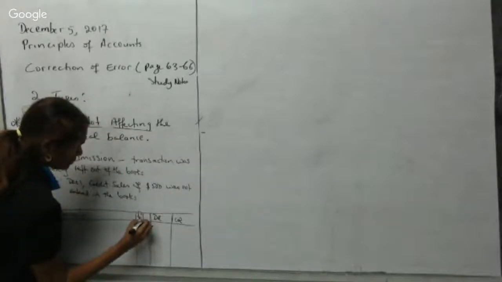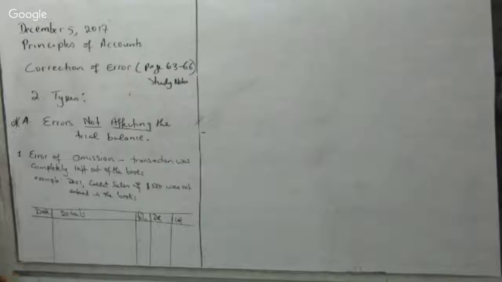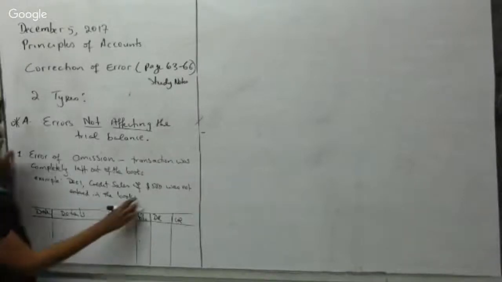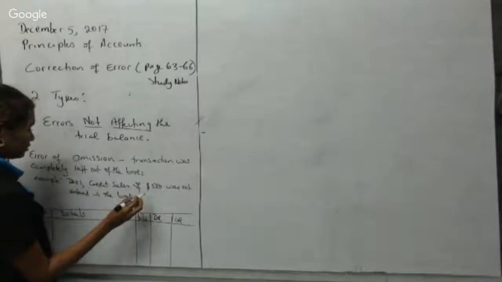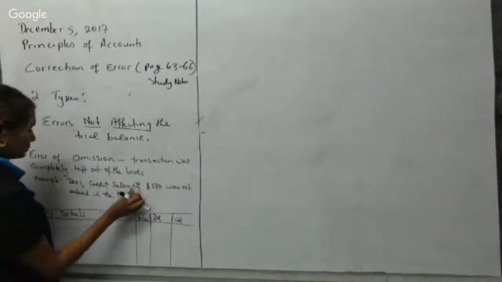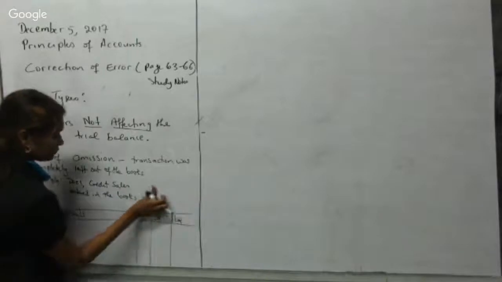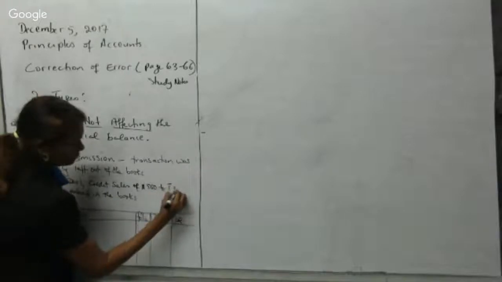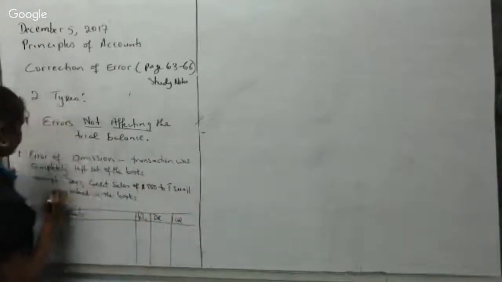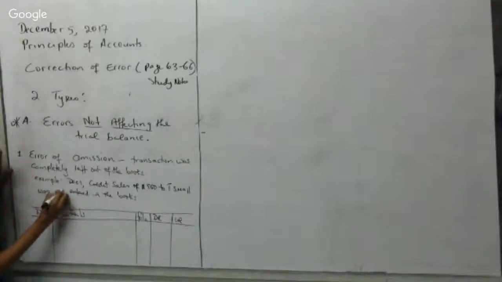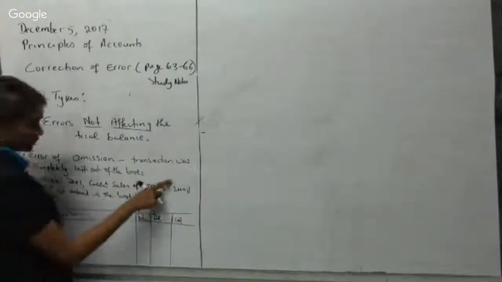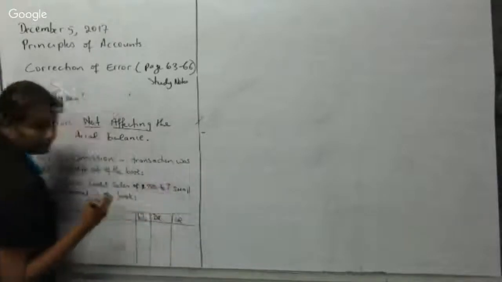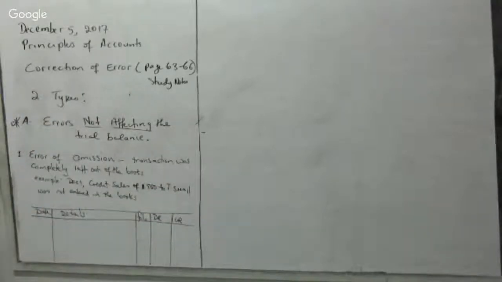Now first your folio. Alright, credit sales of $500 was not recorded in the books. I should say credit sales of $500. I should have told you who the credit sale was to. The credit sales of $500 for T small was not entered in the books.